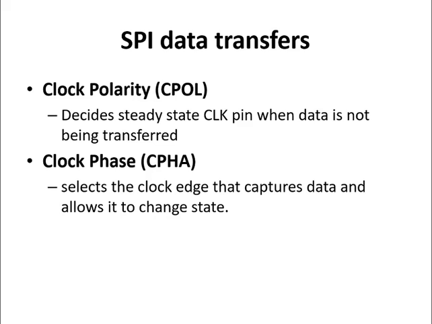Now, how is the data transferred using SPI? For that it uses two things: one is clock polarity and the second is clock phase. What is clock polarity? It decides the steady state of the clock pin when data is not being transferred. That steady state is given as clock polarity.